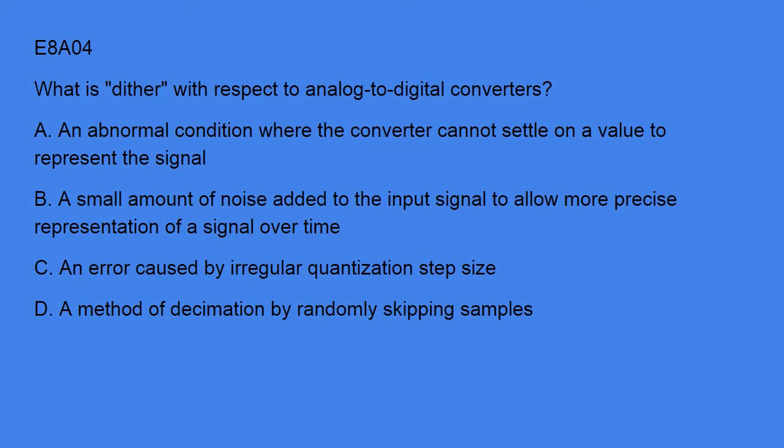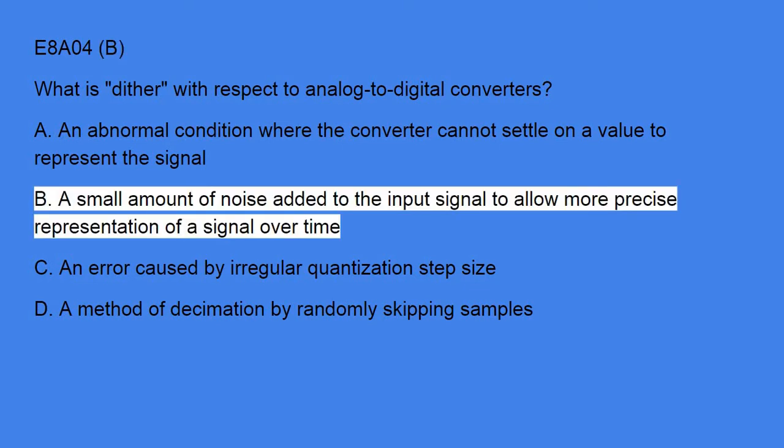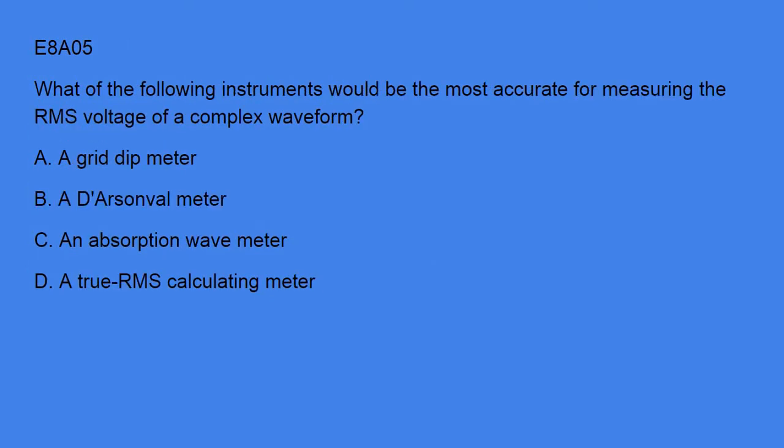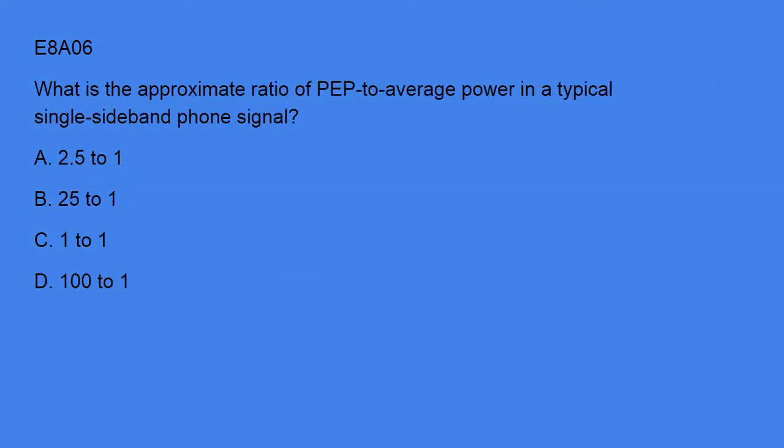E8A04, what is dither with respect to analog to digital converters? A small amount of noise added to the input signal to allow more precise representation of a signal over time. E8A05, which of the following instruments would be most accurate for measuring the RMS voltage of a complex waveform? A true RMS calculating meter. E8A06, what is the approximate ratio of PEP to average power in a typical single-sideband phone signal? 2.5 to 1.